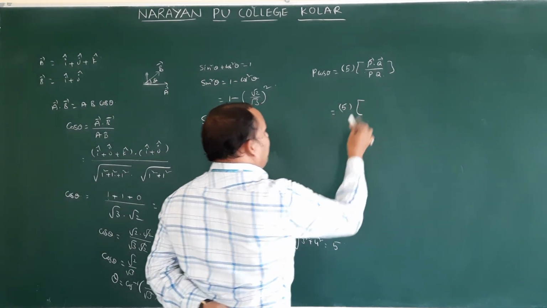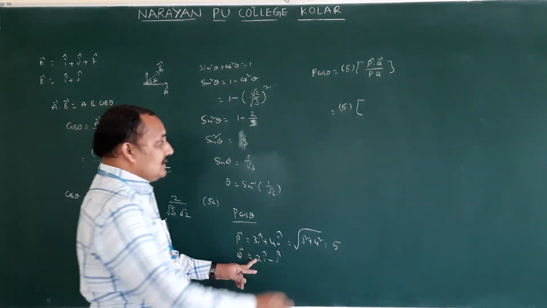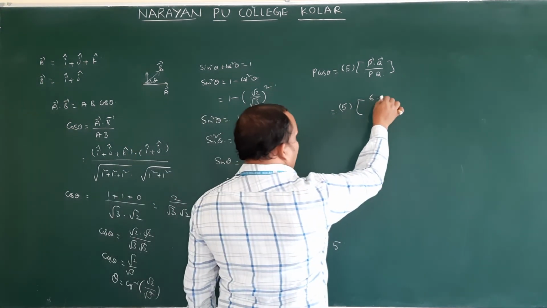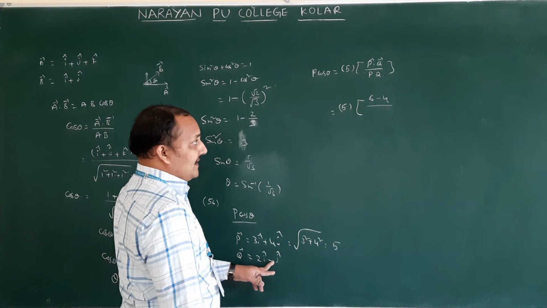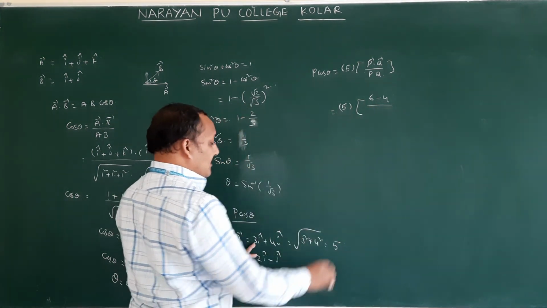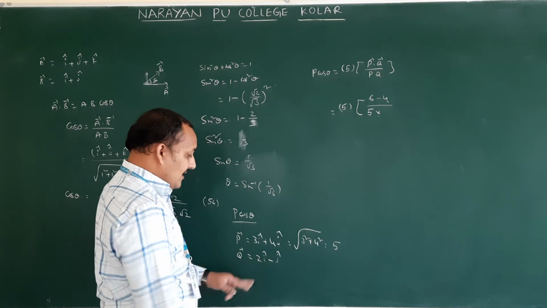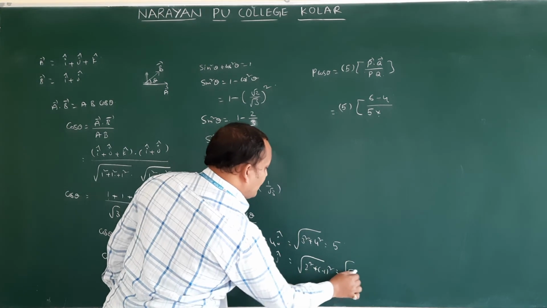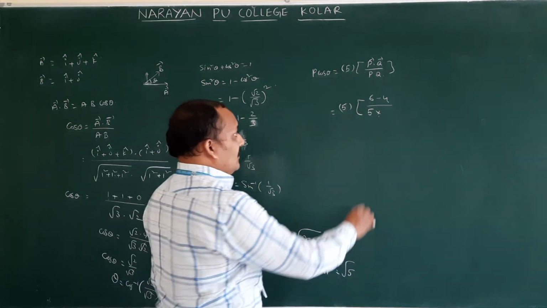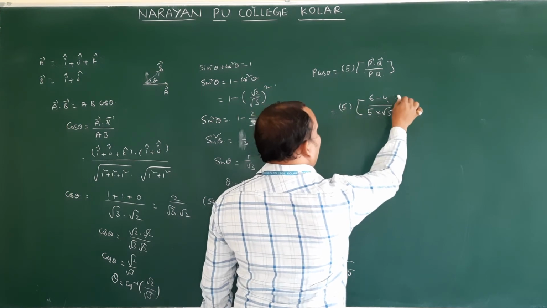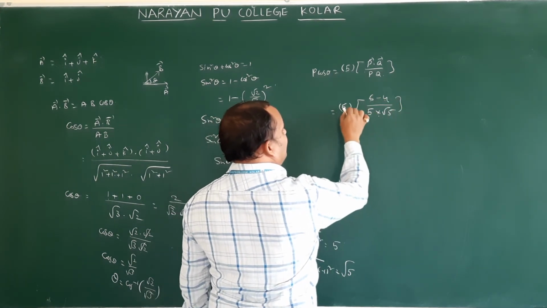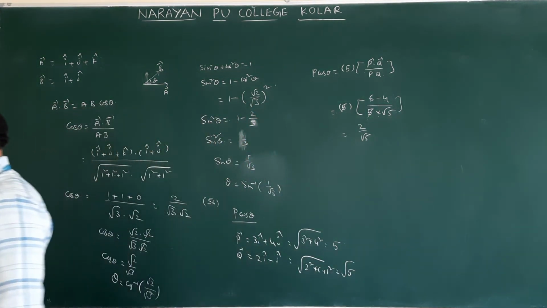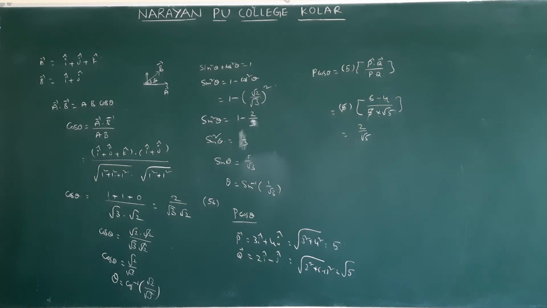So 5 into P bar dot Q bar. Directly 3 into 2, 6. 4 into minus 1, minus 4. So PQ. P value, how much did we get? 5. Q value, root 2 square plus 1 square, so how much will you get? 4 plus 1, 5, root 5. So 6 minus 4, 2. This 5 will be cancelled. 2 by root 5. So 2 by root 5, option 4 is correct.